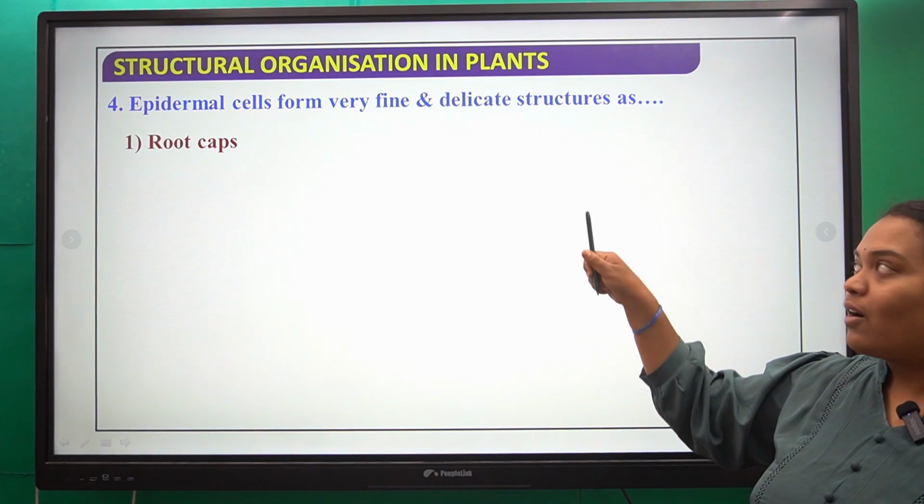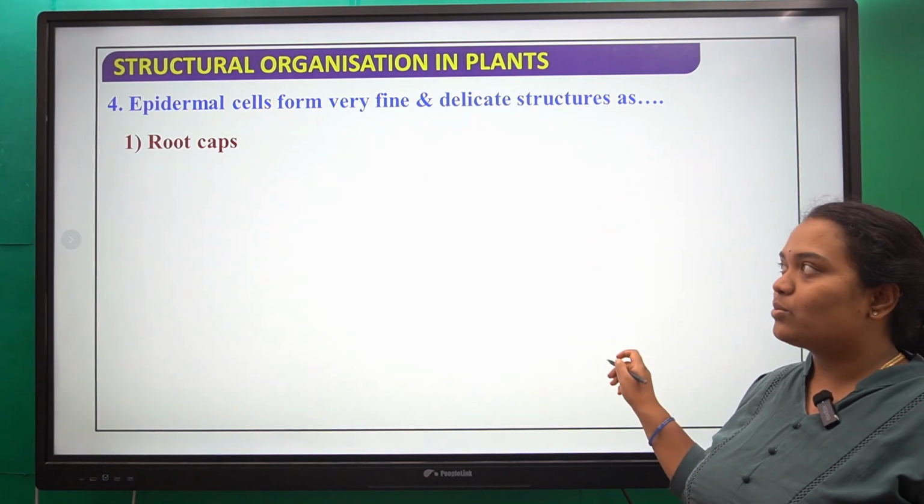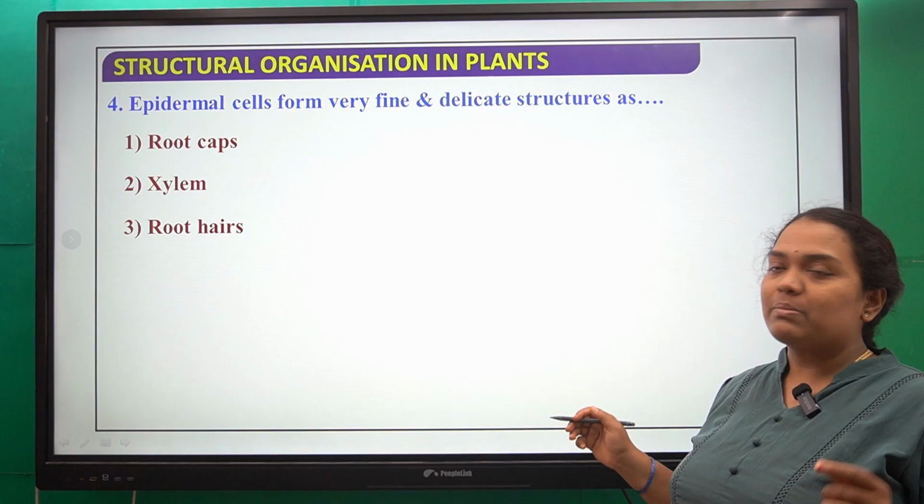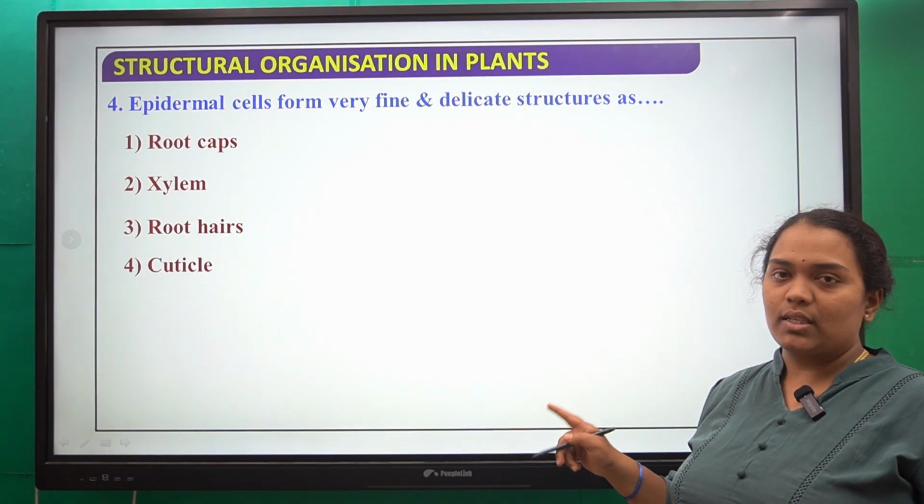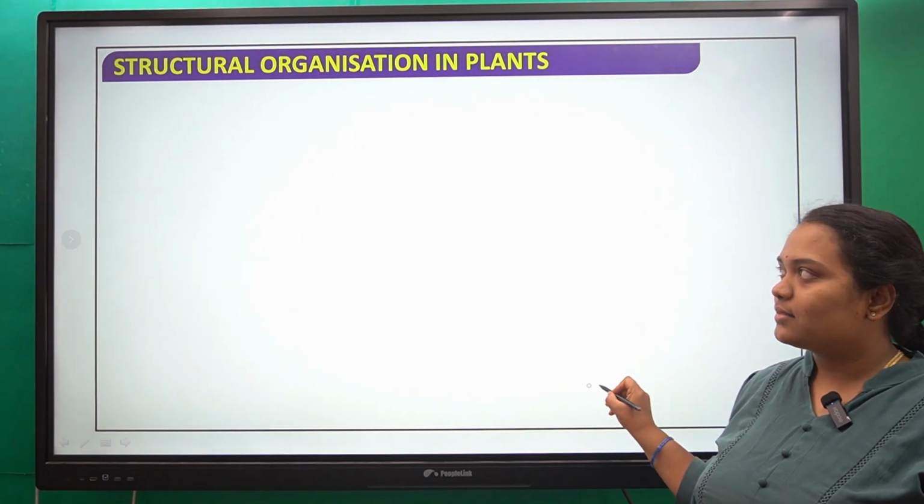Epidermal cells form very fine and delicate structures, what are they? Are they root caps, xylem, root hairs, or cuticle? Your answer would be root hairs.